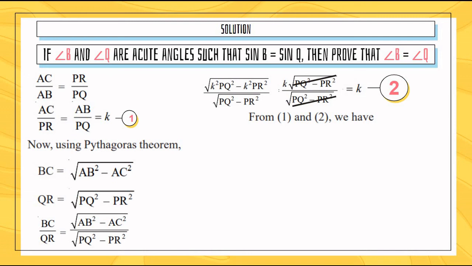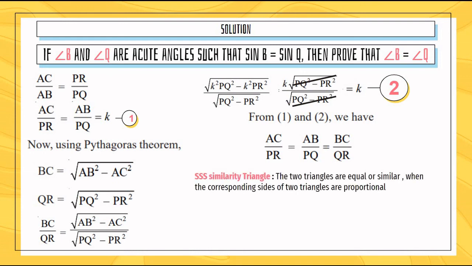So from 1 and 2 we have AC by PR is equal to AB by PQ is equal to BC by QR. Because we have got the value of K also as BC by QR. We have already known from the first equation that K is equal to AC by PR is equal to AB by PQ. And now if we substitute the value of K with BC by QR, we are going to get AC by PR is equal to AB by PQ is equal to BC by QR. And now all the three sides in both the triangles are proportional.